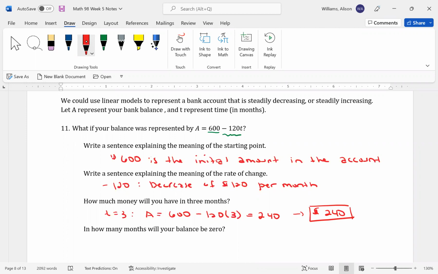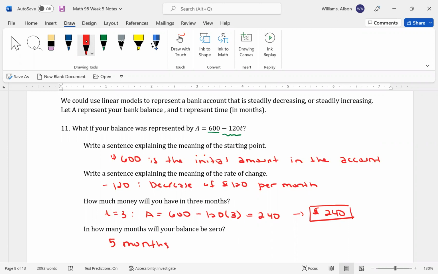So how long is it going to take before this thing equals 0? Well, if I keep subtracting 120 from 240, that's going to give me 2 more months, and then it's going to hit 0. So 5 months, because if I keep subtracting 120 from that, it's going to decrease.